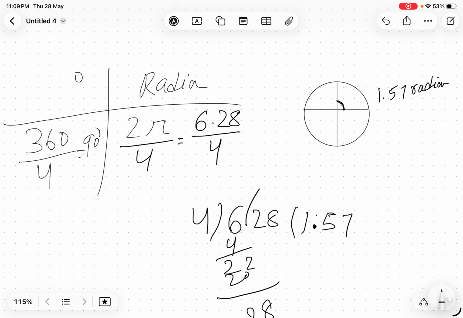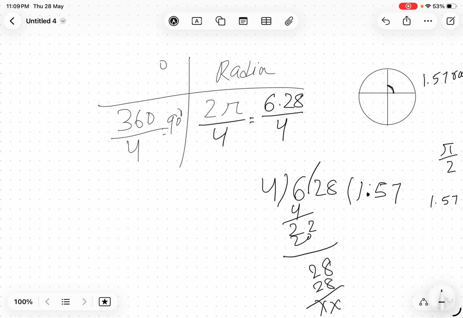You can also verify this by pi by 2. Pi is 180 degree, 180 degree by 2, pi is 3.14, right? 3.14 by 2. So this is also 1.57, right?